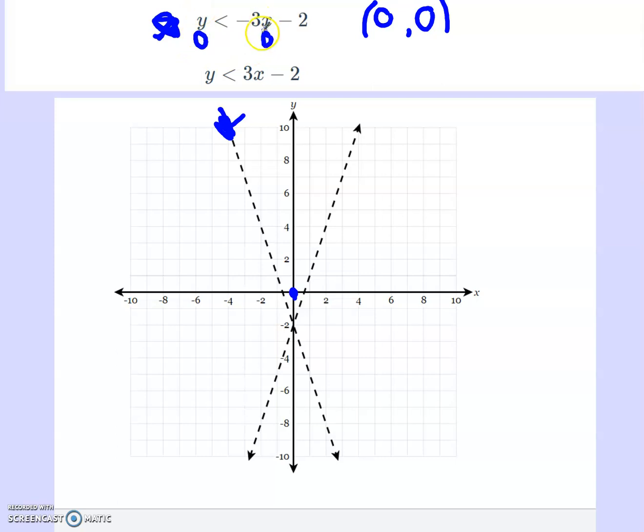Well, -3 times 0 is 0. Minus 2 gives you -2. So in other words, the whole right side would be -2, and the whole left side would be 0. And is it true that 0 is less than -2? Well, no. So in other words, the shading for this one had better not be going to that side, because (0, 0) doesn't fit. In fact, none of the other points over on this side will fit. So the shading's got to be over here. So let me put some shading over here.